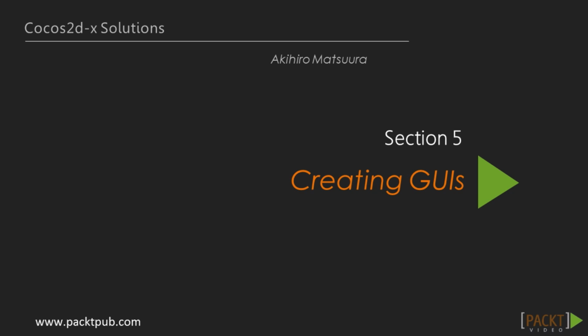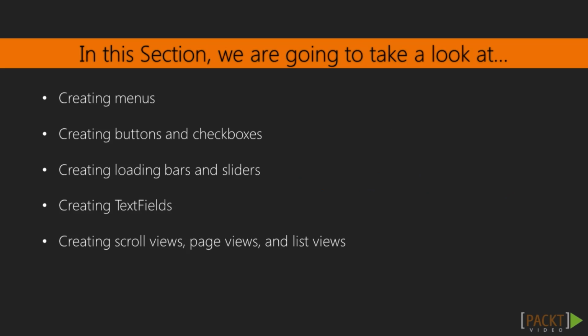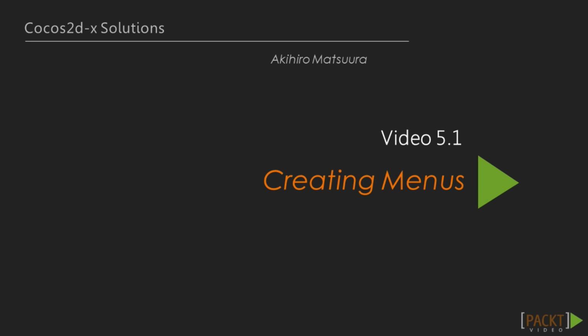Hi, and welcome to Section 5, Creating GUIs. We dove deep into the world of scenes in the previous section. In this section, we'll have a look at creating menus, buttons, and checkboxes. Then, we'll dive into loading bars and sliders. After that, we'll have a look at text fields. Finally, we'll explore scroll views, page views, and list views. Now, we move on to the first video of this section that deals with menus.